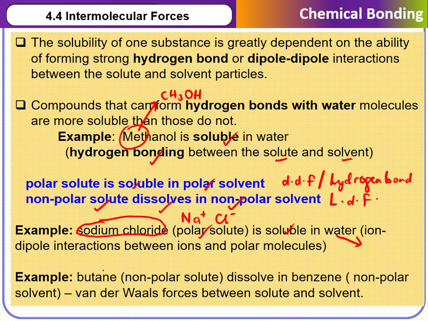Next example is butane. Butane is a nonpolar solute. It is dissolved readily in benzene, C6H6. Butane is C4H10. So butane is dissolved readily in benzene because they can form intermolecular forces, which is London dispersion forces or the van der Waals forces, between butane and benzene. The solute is butane, while benzene is the solvent.